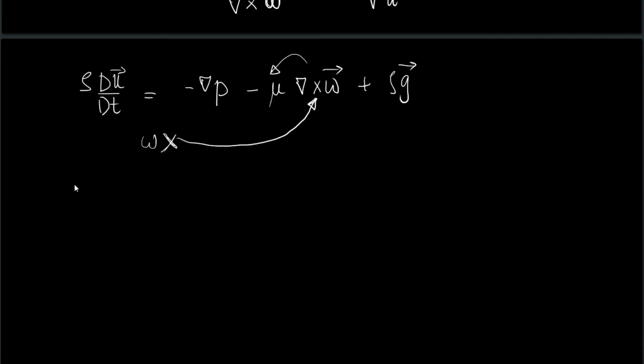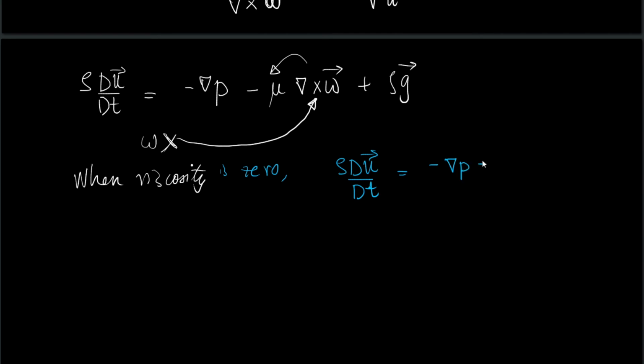When viscosity is negligible, rather viscosity is absent. I mean, viscosity can never be absent. Speaking for common examples, of course, I'm not talking about superfluidity and all that. So when viscosity is zero, or when viscosity is neglected, then the equation boils down. The Cauchy equation becomes this in an inertial frame. This particular equation is called the Euler equation.